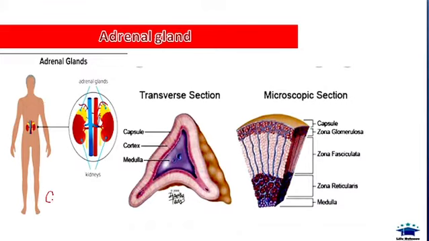The outer region is the cortex and the inner region is the medulla. This is the capsule, this is the cortex, and this part is the medulla. The adrenal gland produces three different hormones. If we talk about the zona glomerulosa, it produces aldosterone.